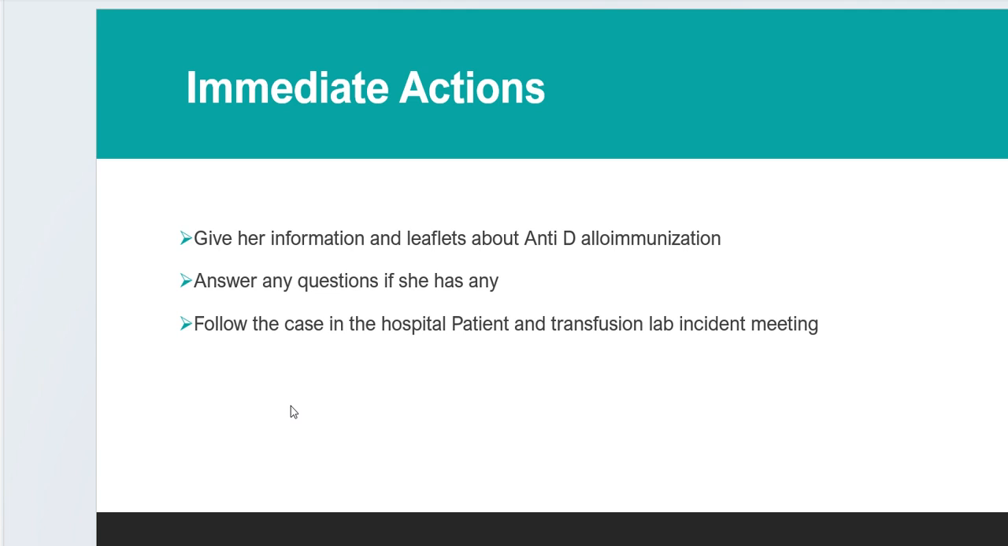After the conversation, you need to give the patient all the information related to anti-D immunization and hemolytic disease of the newborn, and if anti-D is confirmed, you need to give her an antibody card as well, and you need to update the records of the patient. If the patient has any questions, you have to answer them, and discuss this case in the regular hospital meetings which discuss the patient, transfusion lab and incidents in your hospital.